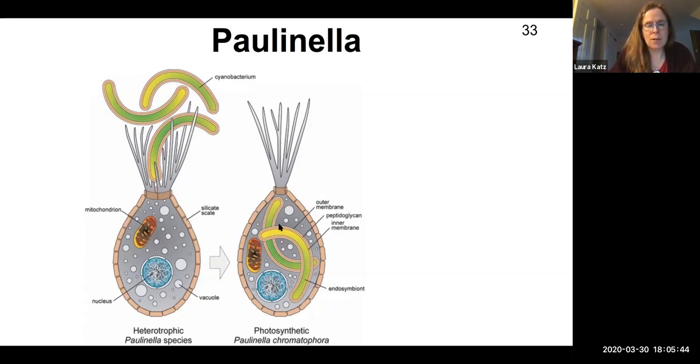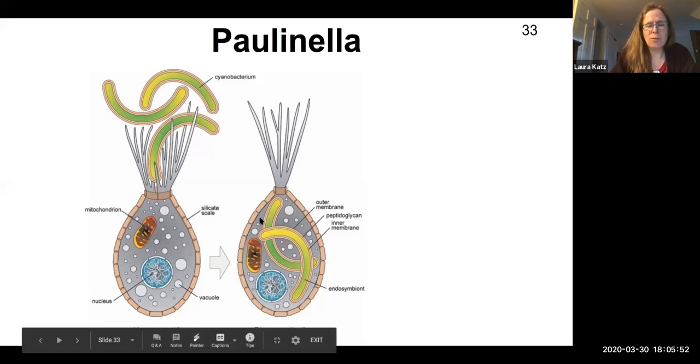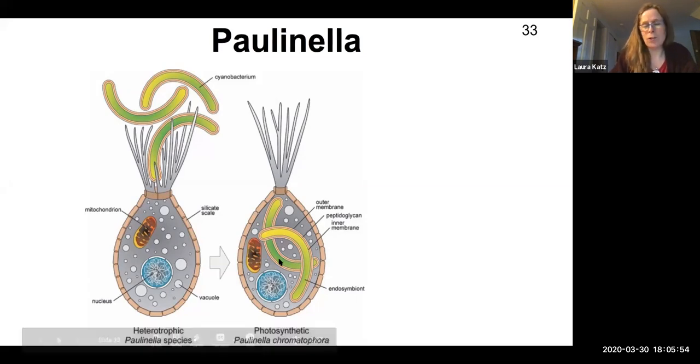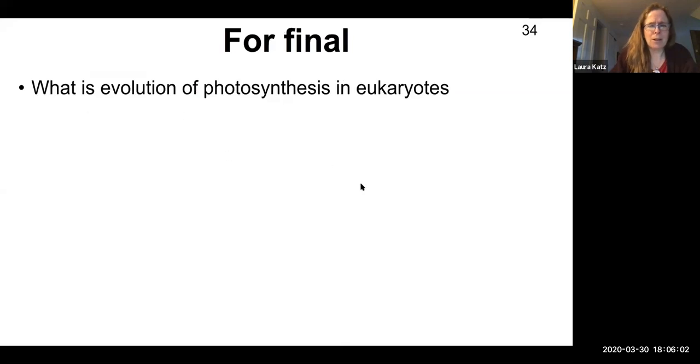And so in the end, we have these two examples, the shelled amoeba and the diatom, that have independently acquired photosynthesis. What some people argue is, well, it's not really a true primary because there hasn't been the same level of integration of the genomes as we see in green algae and red algae, so it's not true primary. I leave those semantics to you. And so on the final, I may well ask a very broad question about what is the evolutionary history of photosynthesis in eukaryotes.